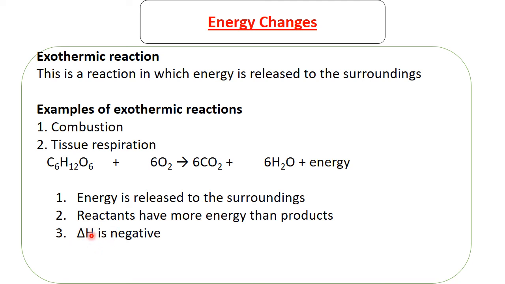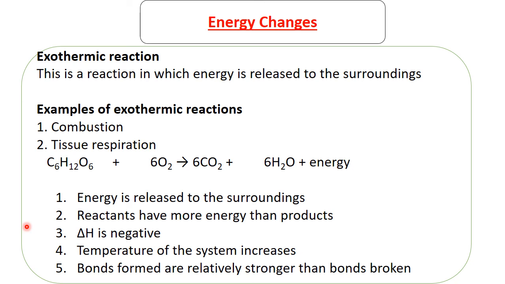Change in enthalpy is usually calculated as the energy of the products minus the energy of the reactants. So if the energy of the products is less than the energy of the reactants, we're going to have a negative value. Also, the temperature of the system increases. Another interesting one is bonds formed are relatively stronger than bonds broken.